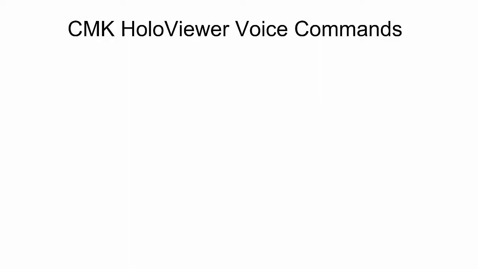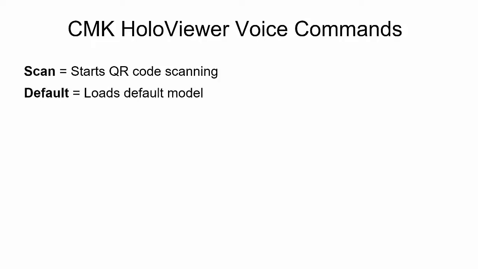Let's go ahead and recap the CMK HoloViewer voice commands. First, if you say scan, that will start the QR code scanning. So you just have to have a QR code in the field of view on the camera, and then once it recognizes it, it'll tell you that it's downloading that model, and you must be connected to the internet. Or you can say default, which will load the default model, which I demonstrated during the training here. And again, you need to be connected to the internet for that.